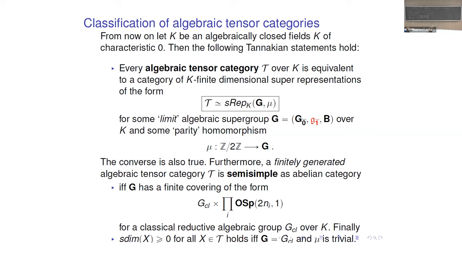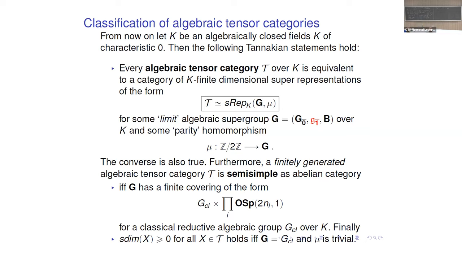If the supergroup has a finite unramified covering, which is only in the classical part, it makes sense, of a classical algebraic reductive group, and a certain type of supergroups, which are so-called orthogonal symplectic groups. These are very exceptional groups whose representation theory is indeed semi-simple. But if you have that all superdimensions, now I have to define what a superdimension is.